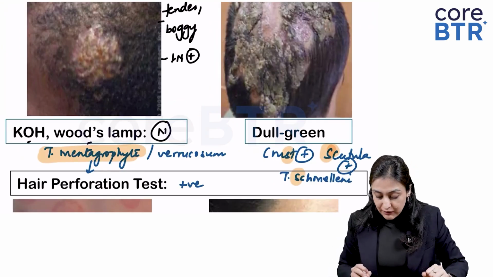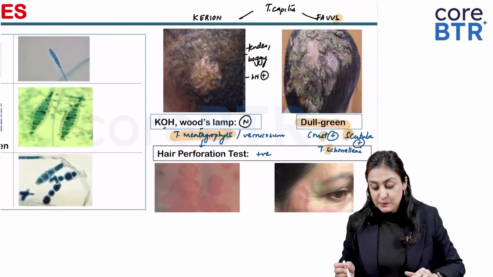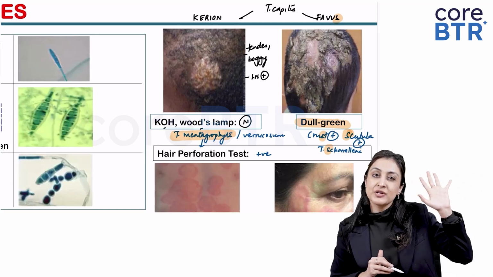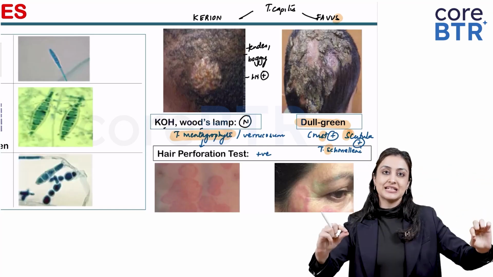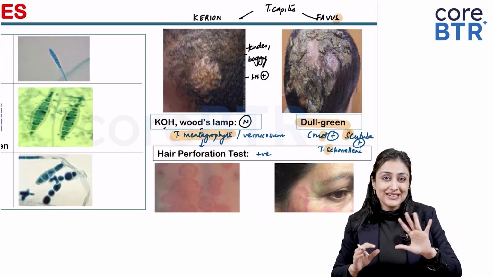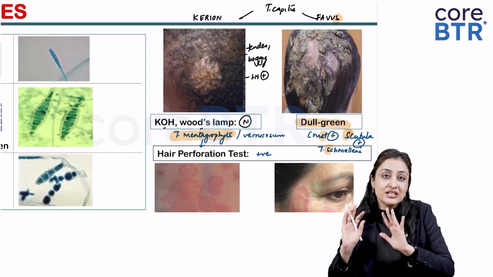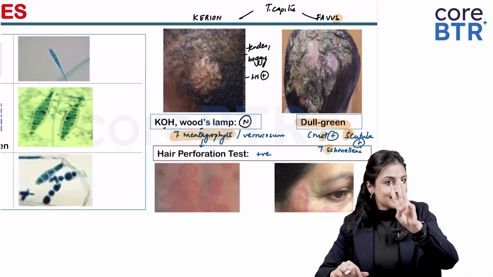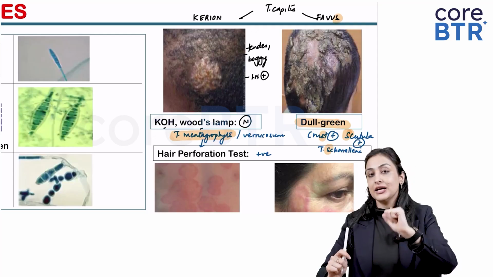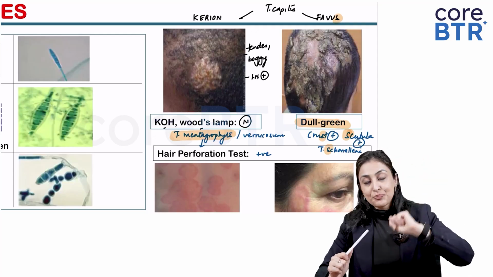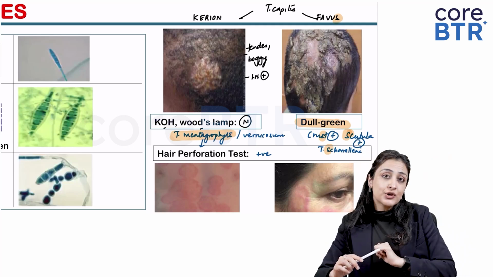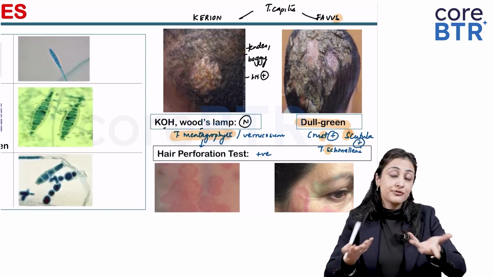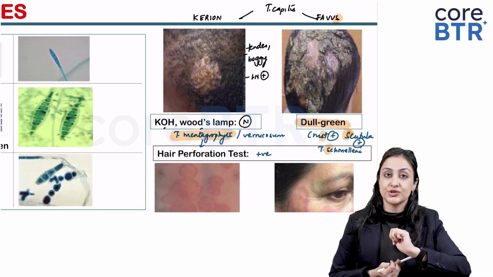In addition, one more thing: Wood's lamp. Favus particularly shows a dull green Wood's lamp. Tinea capitis is usually asked as a blanket statement; it shows a blue-green or dull-green appearance. Particularly, it's favus, not kerion, which shows it. So that's just one extra point. So 3 Wood's lamp findings: coral red, erythrasma; yellow, tinea versicolor; blue-green or dull-green, tinea capitis. If you can remember this much, your match-the-following PYQ gets sorted.